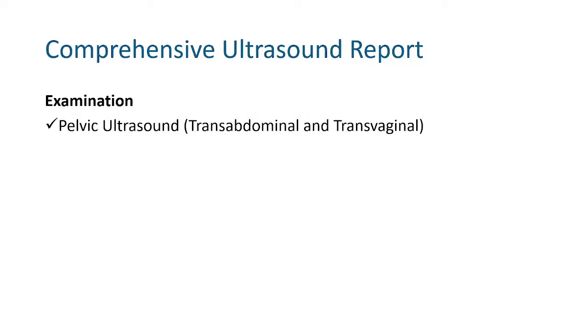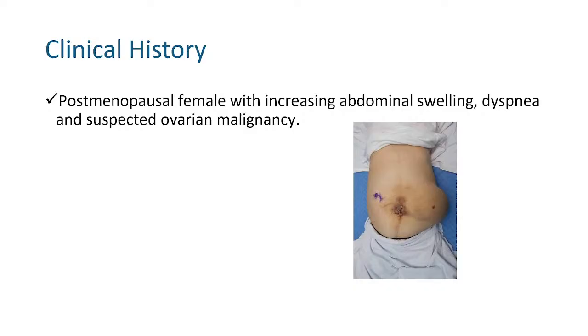Now, let's go to the comprehensive ultrasound report. Examination: pelvic ultrasound, transabdominal and transvaginal, was done. Clinical history: postmenopausal female with increasing abdominal swelling, dyspnea, and suspected ovarian malignancy. You can see the abdominal distension there.